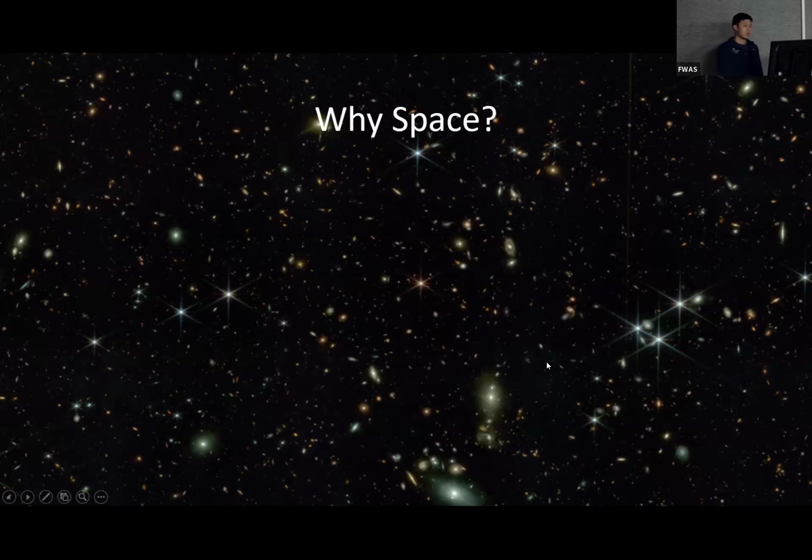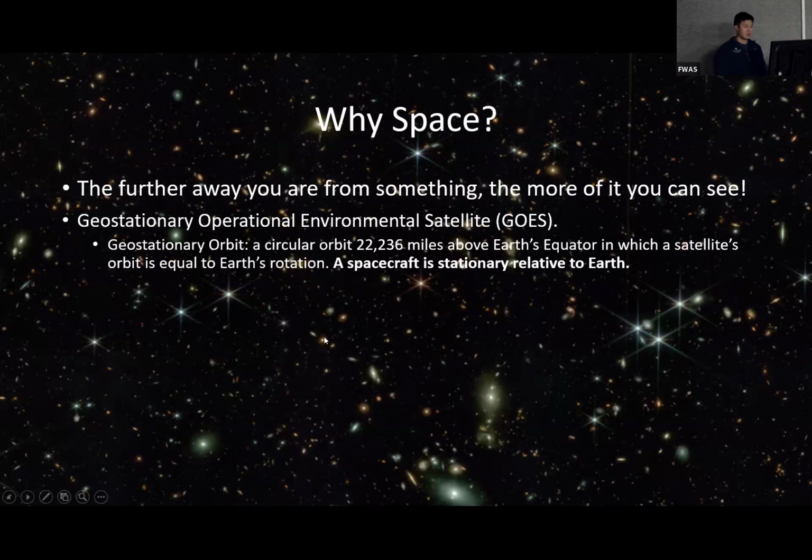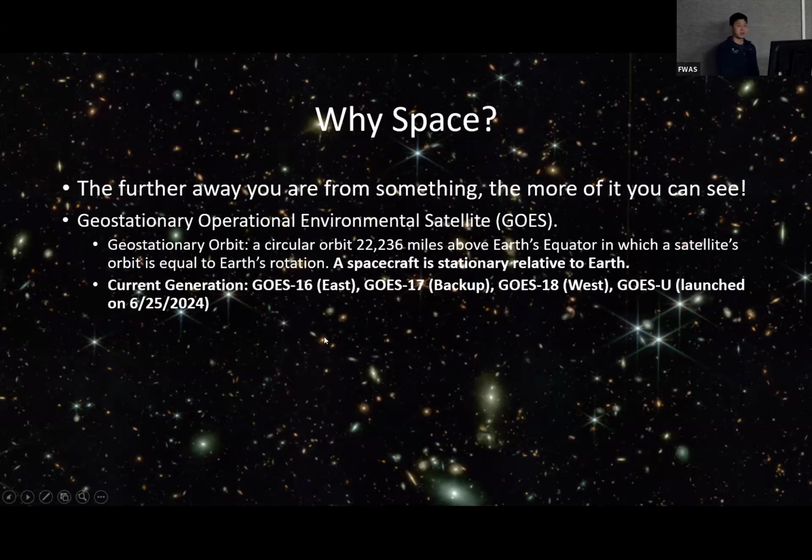So why space? It's real simple, right? So space, the further away you are from something, like this piece of paper right here, if I'm right up on it, then my vision is restricted to this. If I pull it away from me, now all of a sudden I see much more. If I am in geostationary orbit, which is 22,236 miles away from Earth's equator, I have a couple key advantages. One, I see all of Earth. Earth's field of view in my image is 20 degrees. So that means I can see the whole thing.